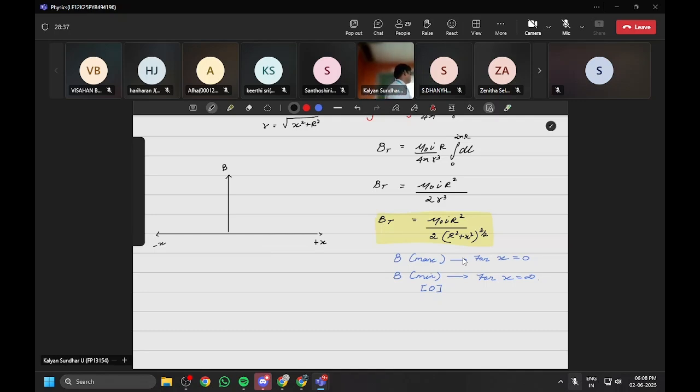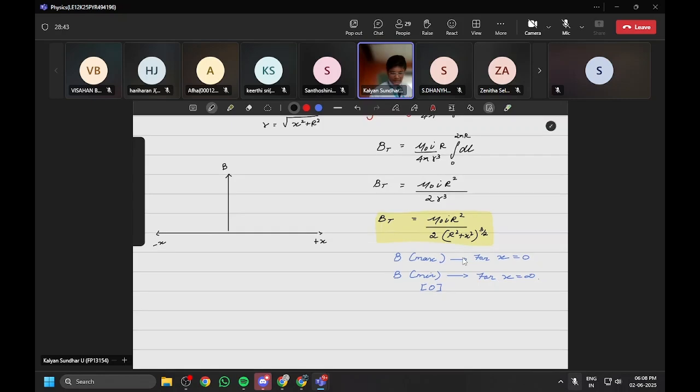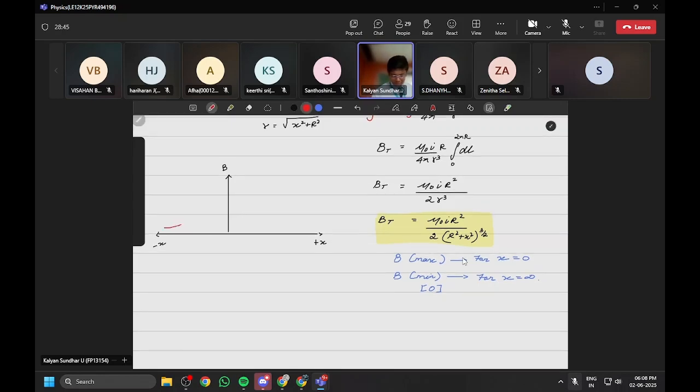Right, so your B versus X graph will look like maximum at the center, so the B maximum will be at the center. With respect to direction, it will keep on changing.